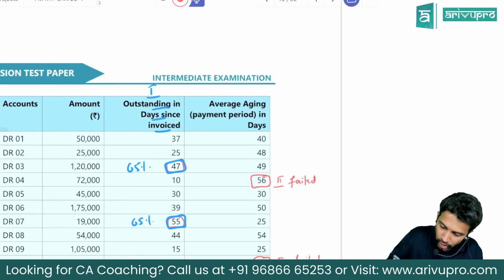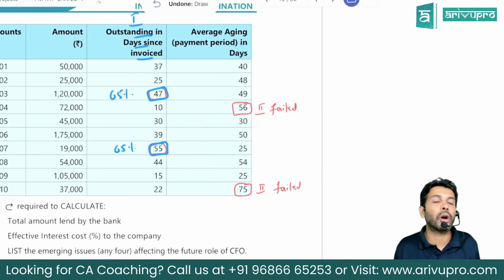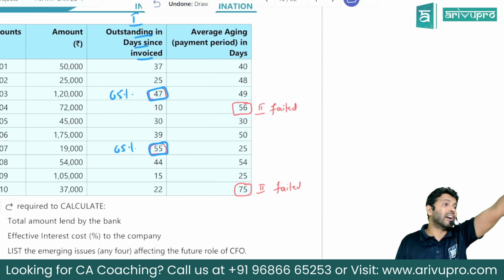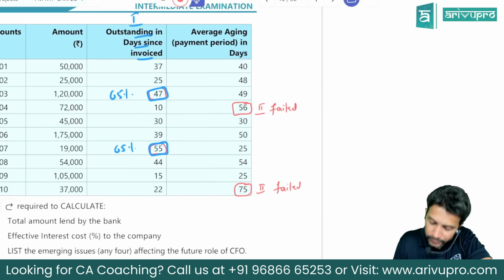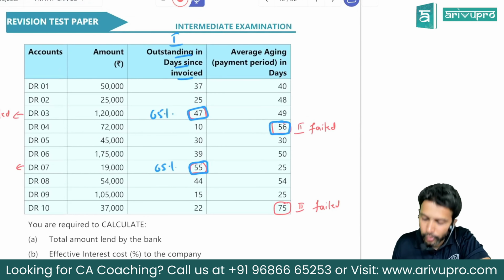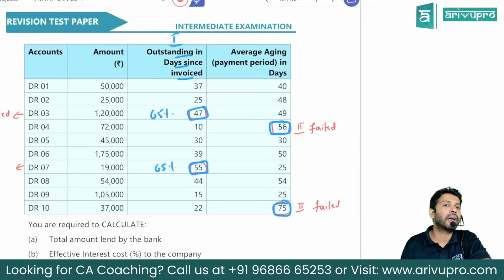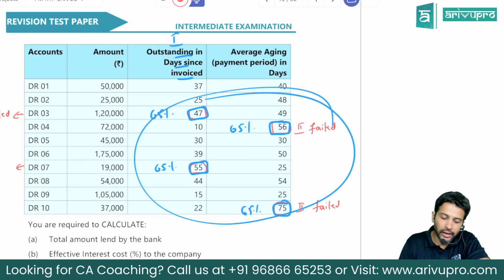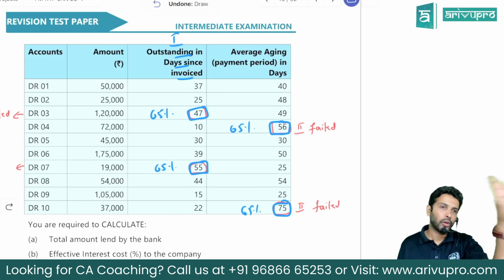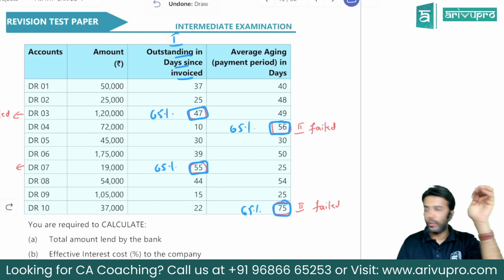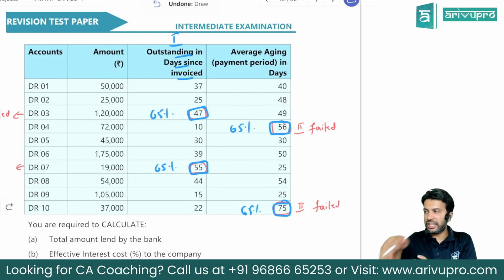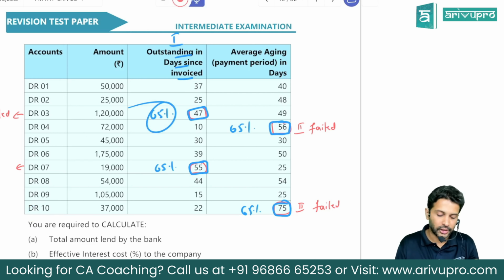That means we will scan all these numbers and find those debtors exceeding 55. Debtor number 4: condition number 2 has failed. Here debtor number 10: condition number 2 again has failed. That means this debtor also will be eligible for 65% of the loan funding. Totally, how many debtors have failed the conditions? 4. So of the 10 debtors, 4 have failed the conditions, so the calculation for these 4 will be done on 65%. The balance 6 will be calculated on 90%.